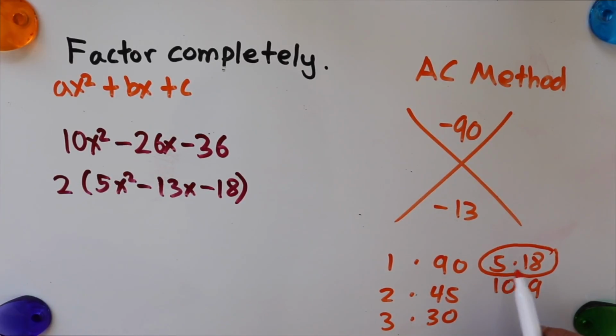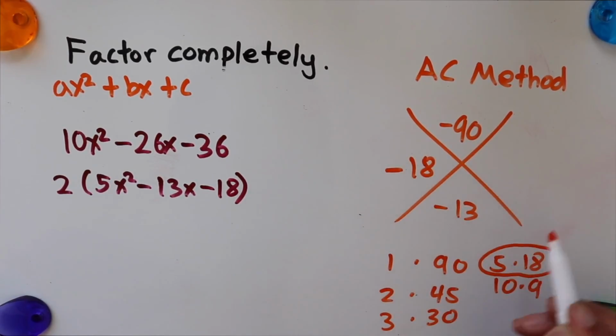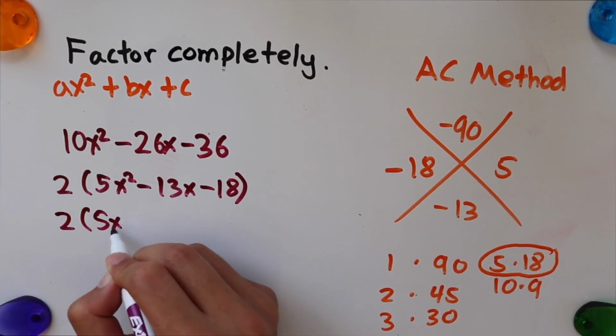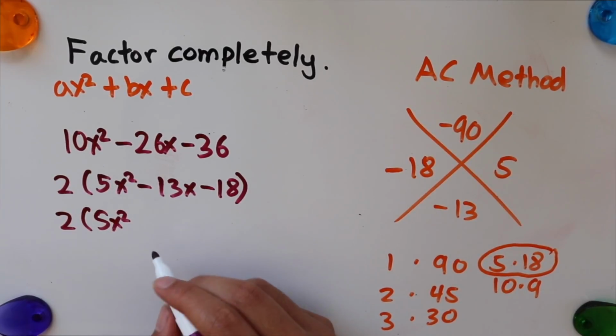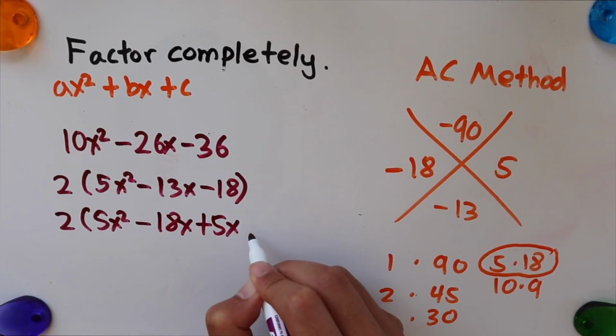So now we need to worry about whether our 5 and 18 are negative or positive, because their product has to be negative. So one of them has to be negative. Because the sum has to be negative 13, the 18 should be negative so that they will add up to negative 13. Okay. So now, the 2 comes back down, the 5x squared comes back, but the negative 13x gets replaced by negative 18x and positive 5x.